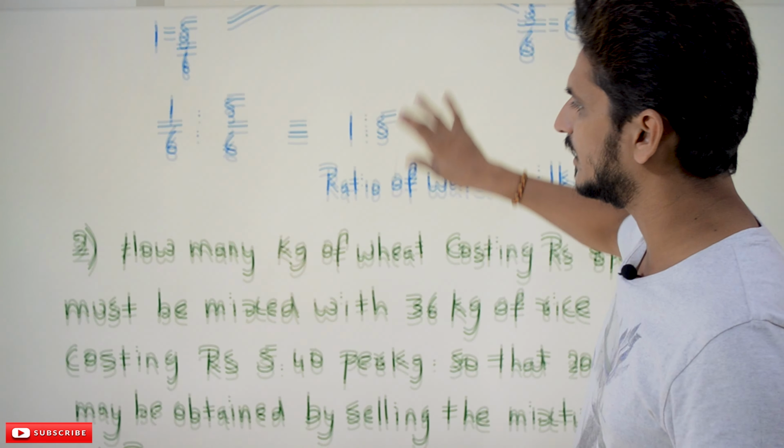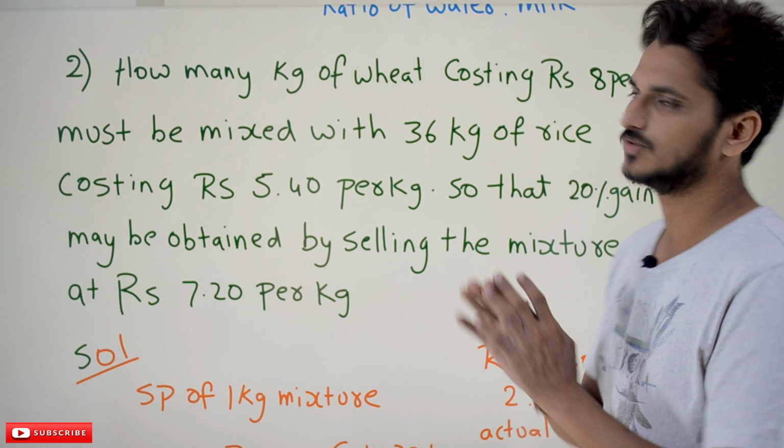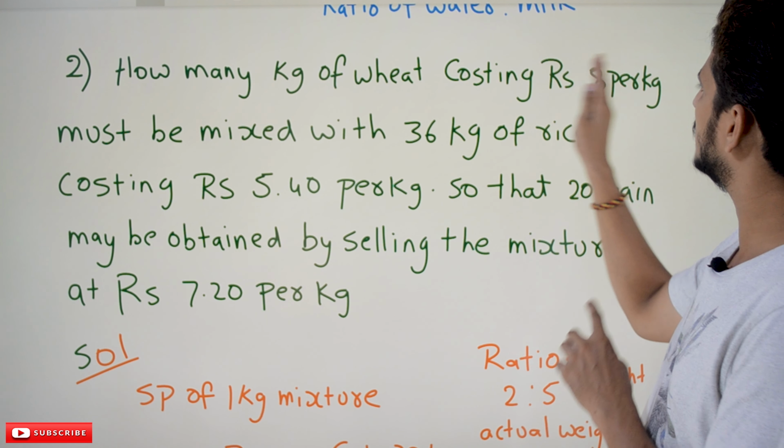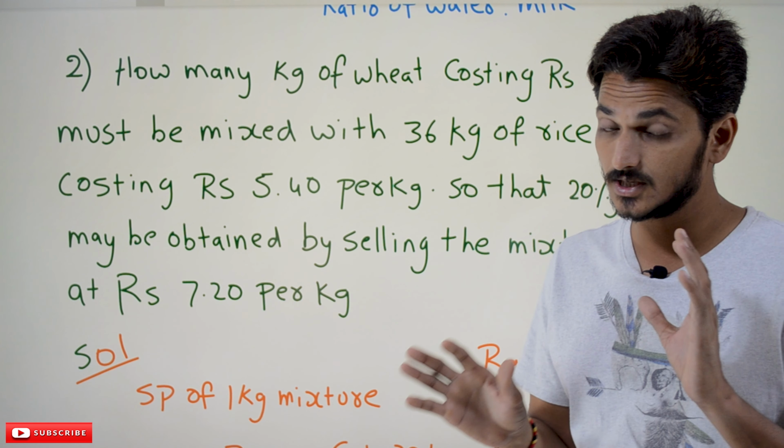Now coming to the next one. See, this is a bit complex to understand. How many kg of wheat costing rupees 8 per kg? Here they are not asking the ratio at which.